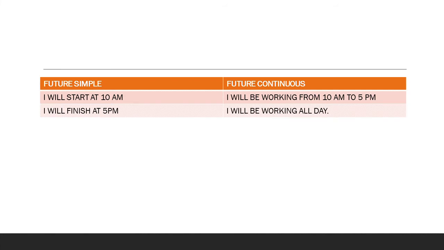In future simple, if you want to talk about a typical work day, you might say something like, I will start at 10 a.m. and I will finish at 5 p.m. In this sort of expression, there is no information about the duration or the continuity of an action. So future continuous is quite useful in this manner where you can talk about the duration of something. For example, I will be working from 10 a.m. to 5 p.m. or I will be working all day.